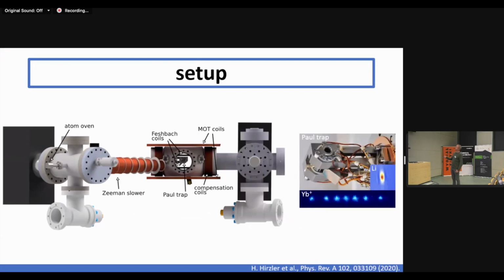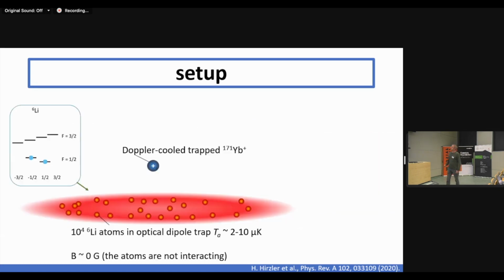So here's, let's say, a bigger view of this setup. It involves some stuff like a Zeeman slower and a big ion trap here, in which we trap the ytterbium ions. And we image the lithium through the end caps of the Paul trap, and then it looks like this.